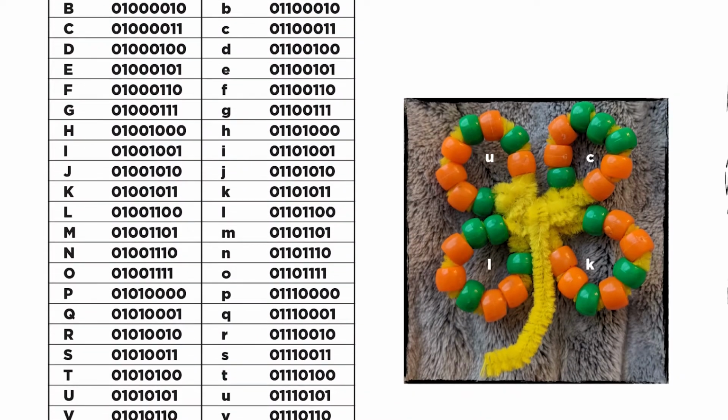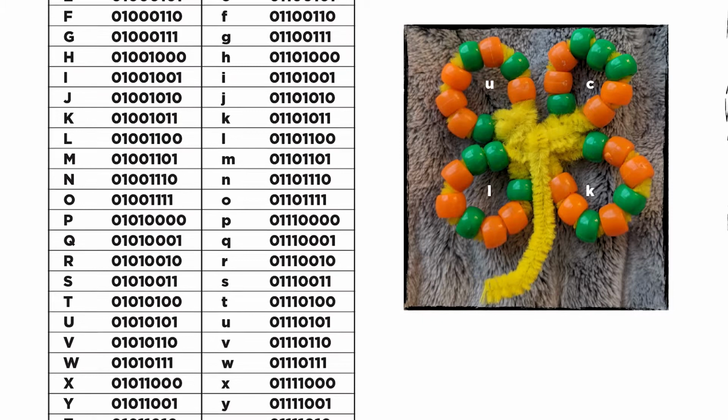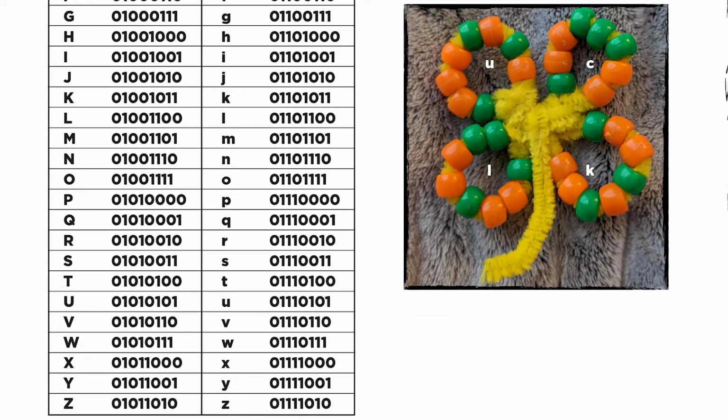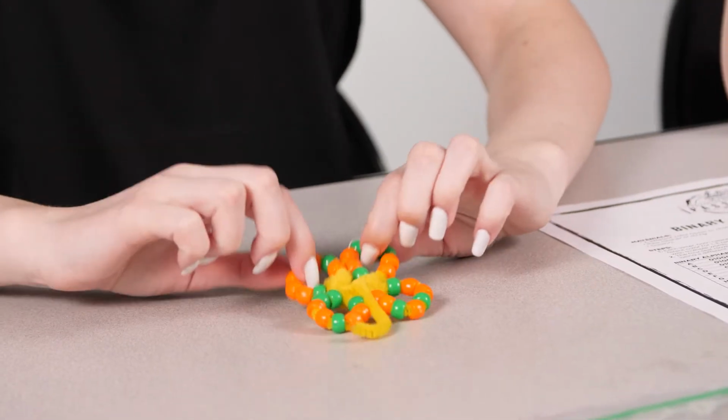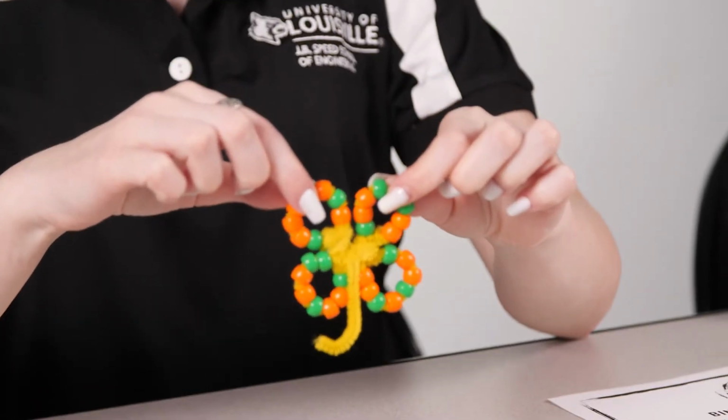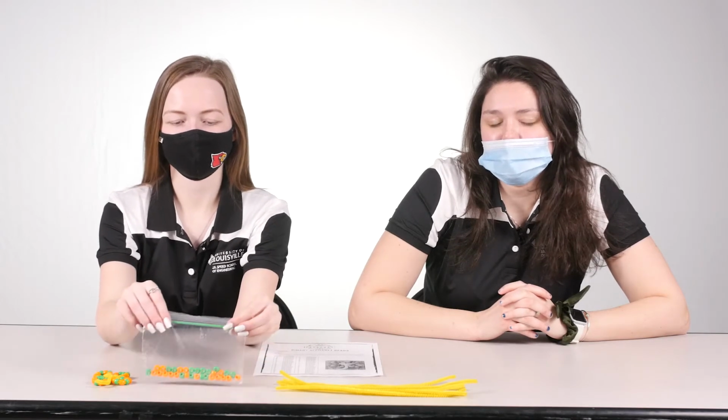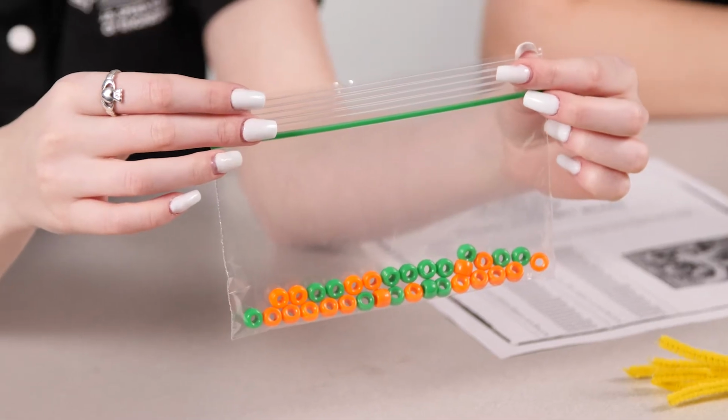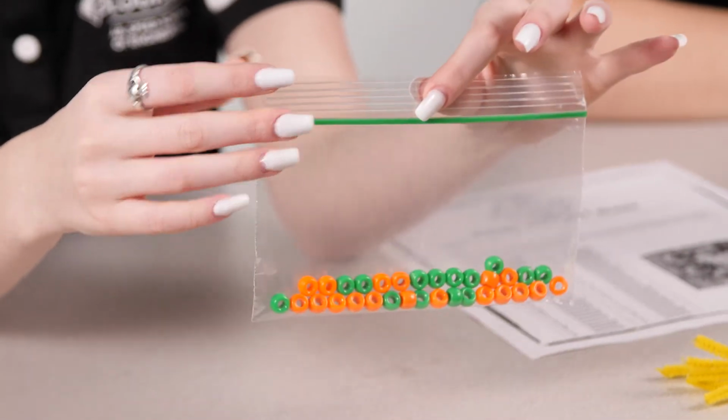Today we'll be using binary code in the form of beads to spell a word. In honor of St. Patrick's Day, we will be forming the word luck. And to be extra fun, we will be forming it in the shape of a shamrock. So the binary alphabet is a combination of an 8-digit code. So the beads represent different numbers within the code. So the orange represents 1 and the green will represent 0.